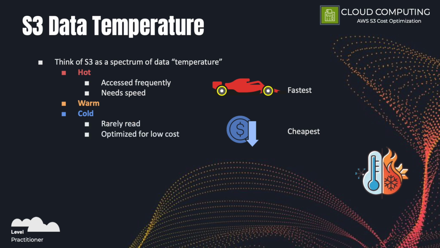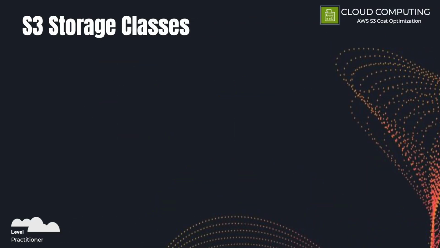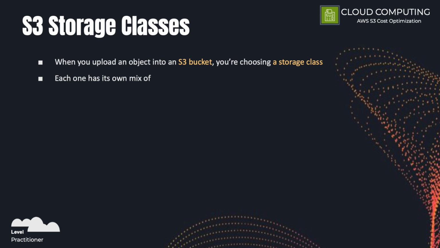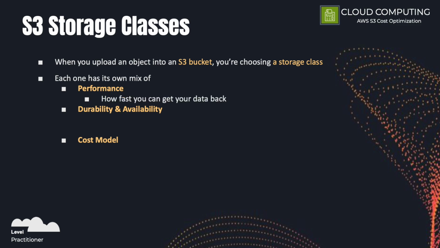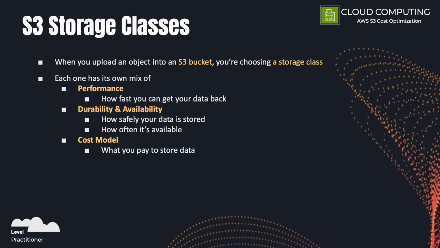When you upload an object into an S3 bucket, you're choosing a storage class. Each one has its own mix of performance, durability and availability, and cost model. Performance means how fast you can get your data back. Durability and availability means how safely your data is stored and how often it's available. And cost model means what you pay to store the data and what you pay when you read it.